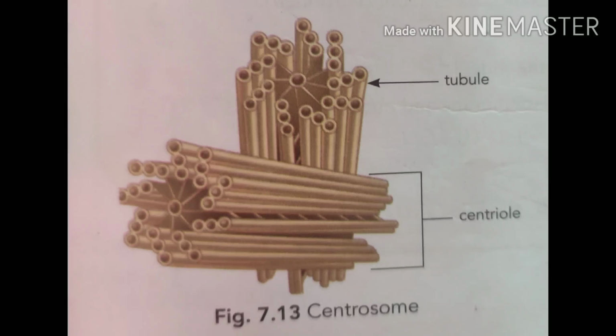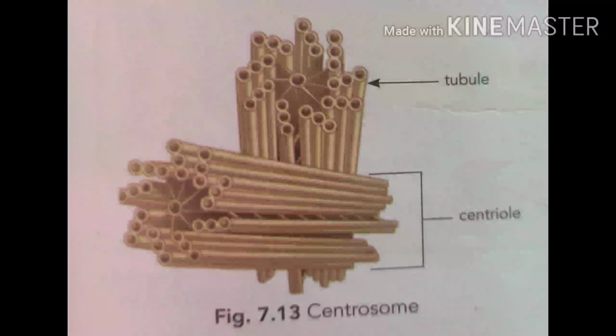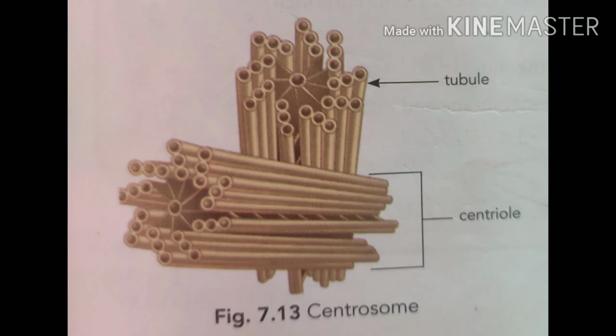Let us move on. Centrosome. The centrosome is a granular structure found near the nucleus. It consists of two cylindrical structures called centrioles, which are placed at right angles to each other. Each centriole is composed of cylinder tubules arranged in a ring. Centrosomes are called the organizing center of the cell and help the cell divide. Centrosomes are only found in animal cells and absent in plant cells.